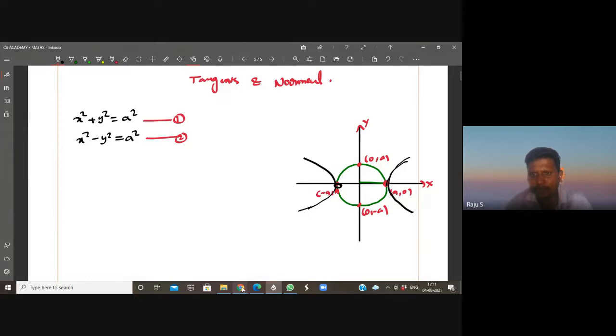Here the hyperbola and circle can touch at the point plus or minus a comma 0, not 0 comma plus or minus a, because when I cross multiply, x square by a square minus y square by a square is equal to 1. So it is in the form of x square by a square minus y square by b square is equal to 1. So this is one way. Otherwise you have to solve both the equations.